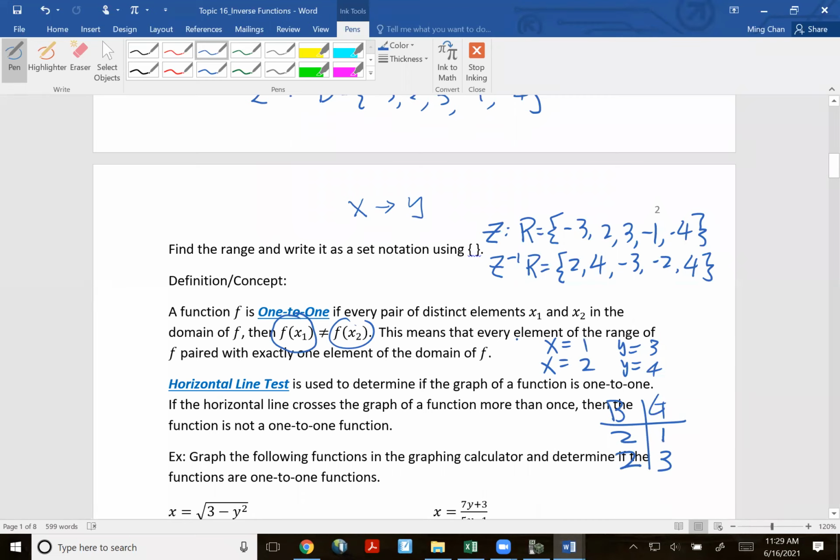Here is actually backwards, okay? Because the definition itself only says that every distinct x, every different x, substituted back into the function, the y value cannot be equal. So that means, what happens if they are equal?